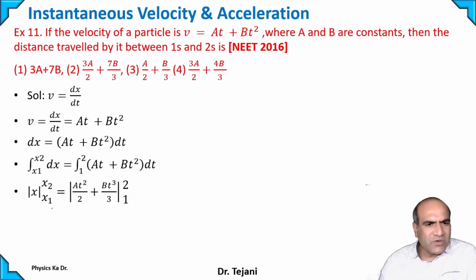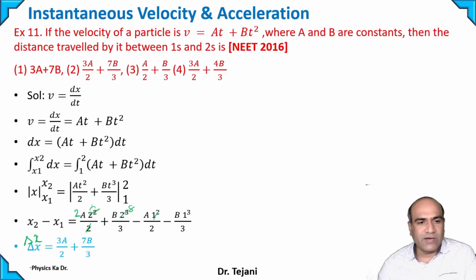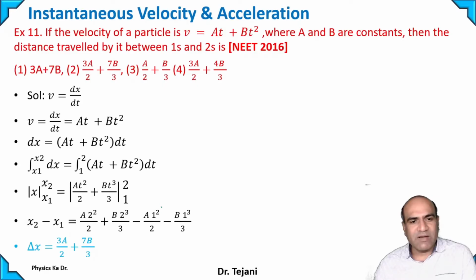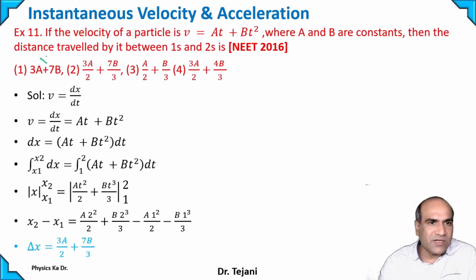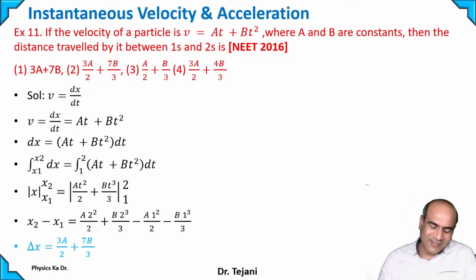What next? You put the values here. This becomes x2 minus x1, that means delta x is equal to, here t is equal to 2. You just have 2a, and for b, that becomes 8 by 3, and here it is 1 by 2. We can take this and find the final answer. So delta x is equal to 3a by 2 plus 7b by 3. See, this one is incorrect. 3a by 2, yes, b is correct. So you got full marks. NEET 2016.